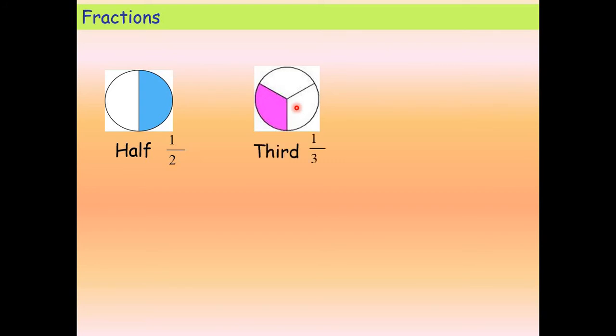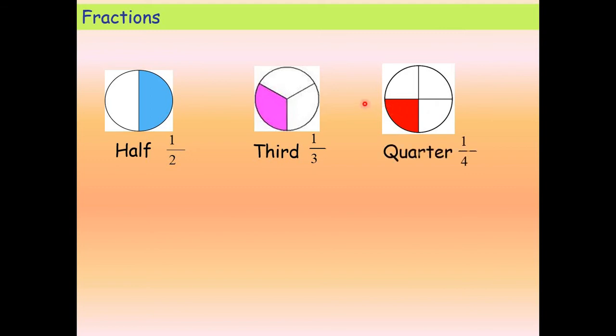So here we are with some more basic shapes. This is a half, or 1 out of the 2. One side is coloured in out of the 2 halves that there are. Here we've got 1 piece coloured in out of the 1, 2, 3 pieces that there are. This would be called a third. This one here, we have 1, 2, 3, 4 sections in total, and we've coloured in 1 of them, so it would be a quarter, 1/4.